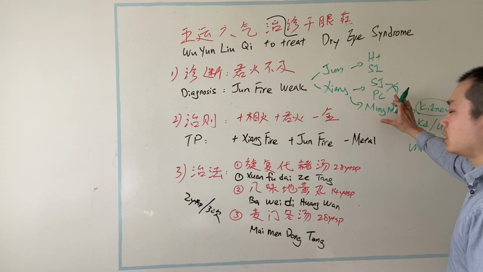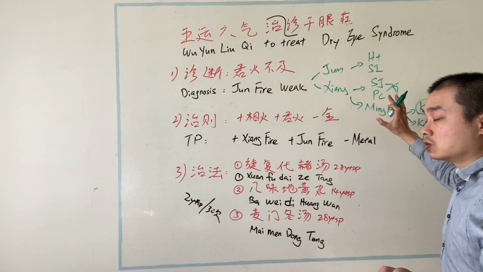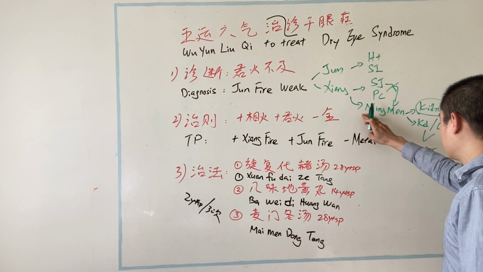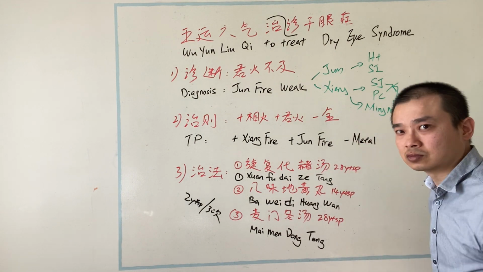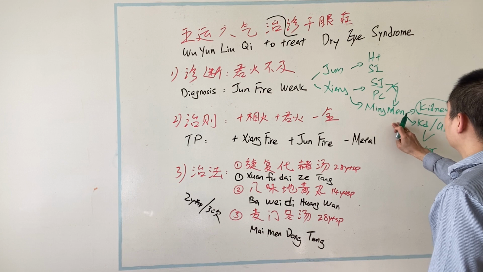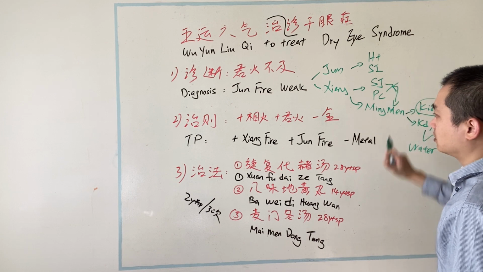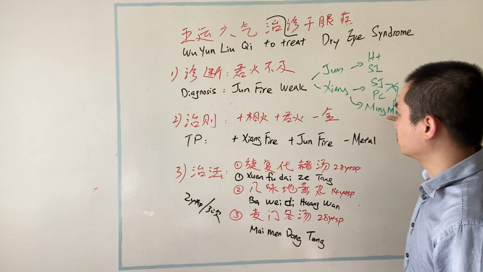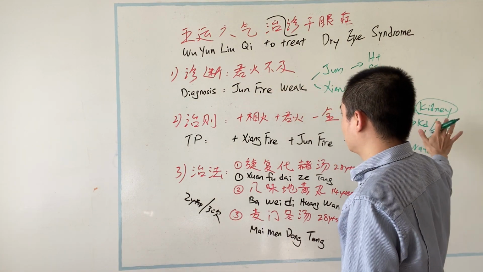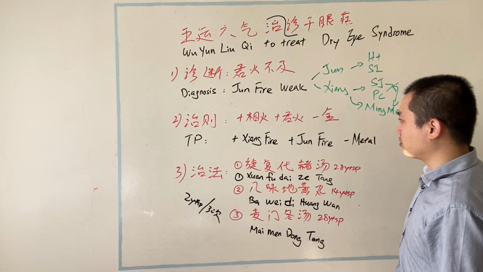A lot of people didn't know that. At the very first in school, I didn't know that either. So I always thought Mingmen, kidney. That is not right. Mingmen, Sanjiao, PC. Okay? So I just want to clarify this. A lot of people don't know that. So since we talk about Jun fire, I hope it's all clear for you.